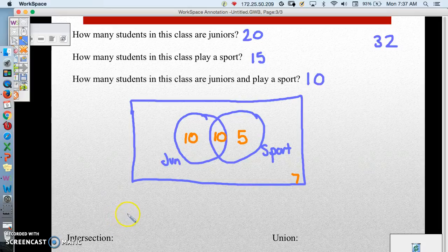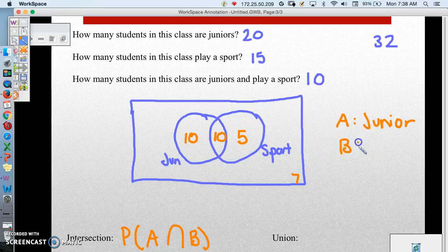The intersection, the way you see intersection is probability of A intersection B. A would be that you're a junior, B would be that you play a sport. So intersection is like an and, the probability that you are a junior and you play a sport. That would just be 10 out of 32.